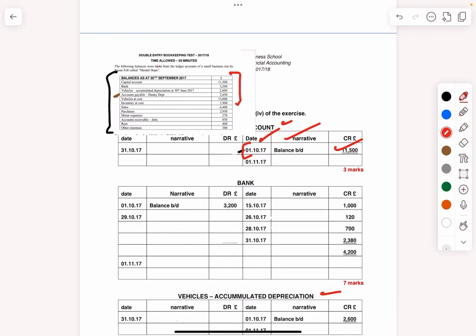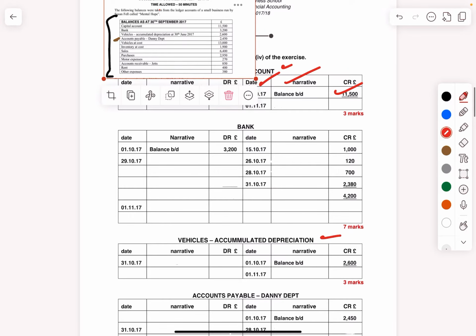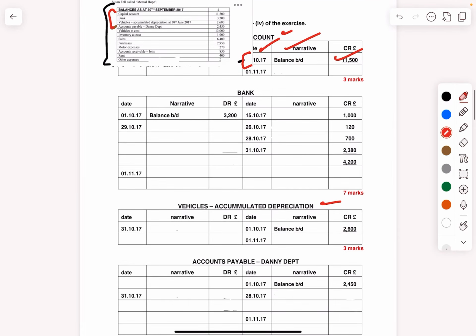Okay, so this is what we're gonna start with. Next, if you see the bank, I'm gonna do the first three, and the rest you can do by yourself. Okay, so let's see the bank. Bank is an asset. As I said, asset is always debited, so we're gonna put first of the month, balance brought down, and I put the amount.